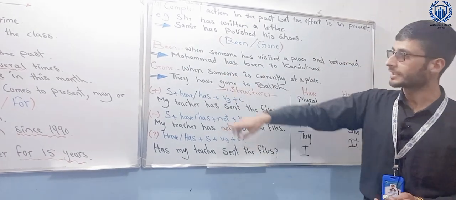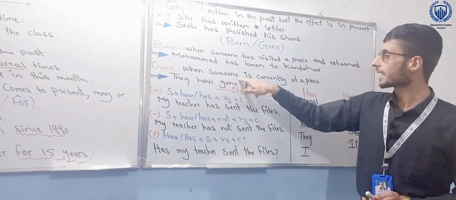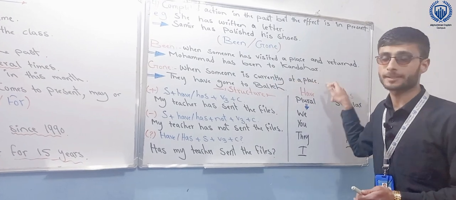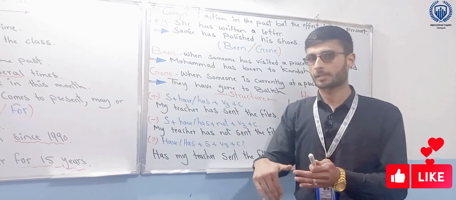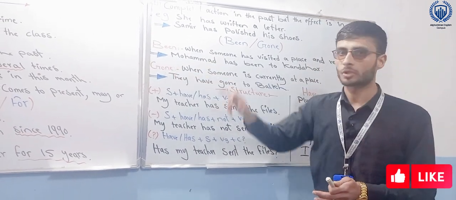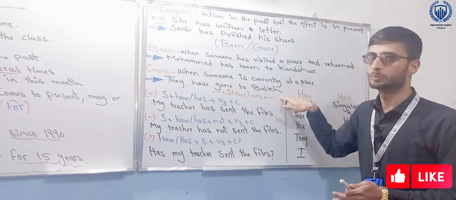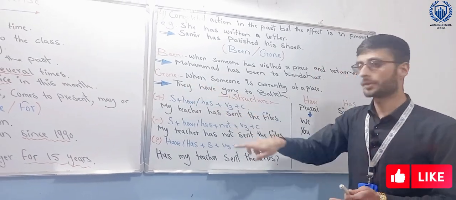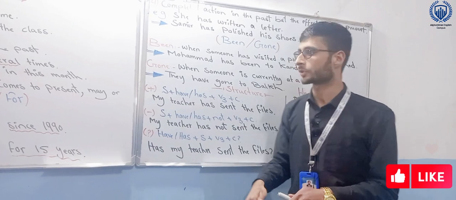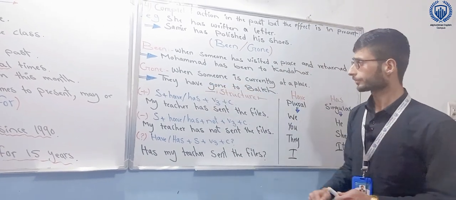The next one is "gone." It is used when someone is currently at a place. When someone went somewhere and didn't come back, we should use "gone." They have gone to Balkh. It means in this sentence they are in Balkh now also. Here we should use "gone."